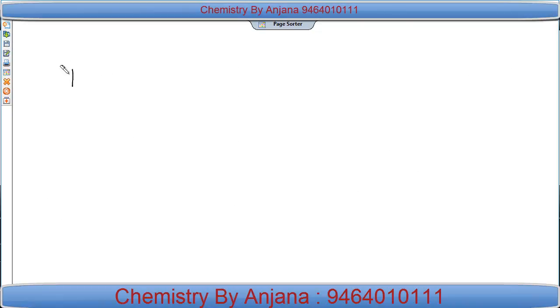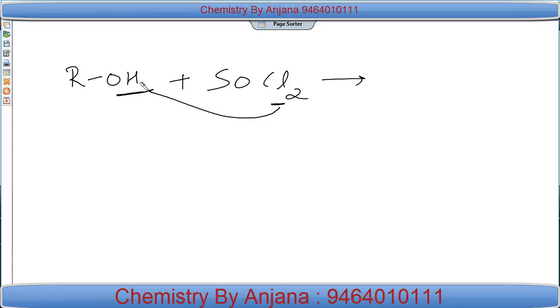One more way to go, ROH alcohol, if made to react with SOCl2, again the same nucleophilic substitution reaction, Cl from here goes and replaces this OH. So Cl is going to replace OH, and what I get is RCl plus SO2 plus HCl. This is the best method to prepare alkyl halides from alcohols. One of the best methods, the preferred method.